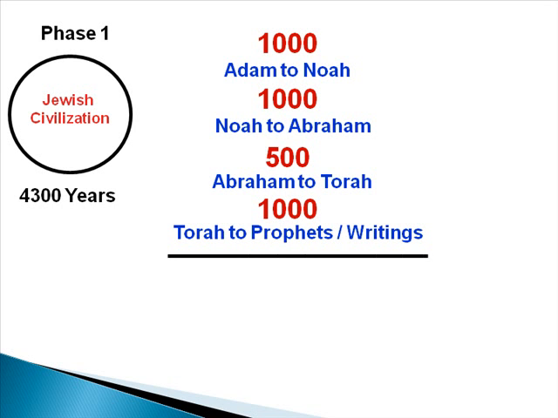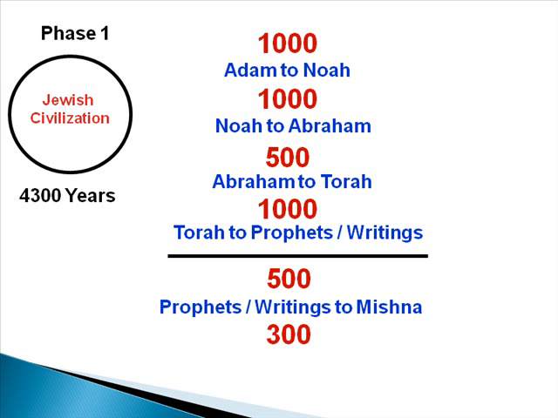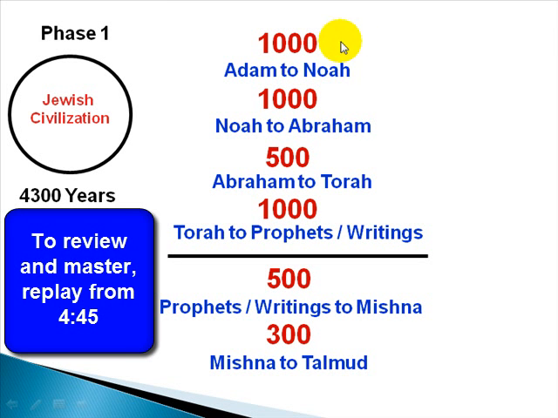And then we just have to remember 500, 300: 500 years from the prophets and the writings to the Mishnah, which is the written down oral tradition. And then 300 years later, we get the Talmud, which is the commentary on the Mishnah. And then we're going to have to enter the Middle Ages, which is going to be the second phase of Jewish history. In the upcoming videos, we're going to break down each one of these periods so you'll understand the major events and personalities, and you'll understand everything more detailed, but in context.